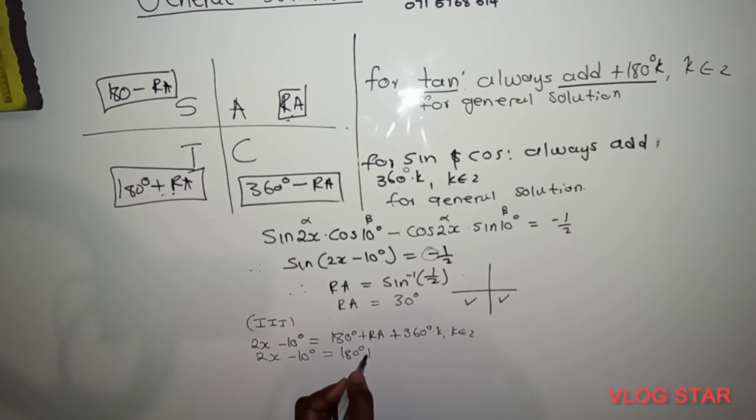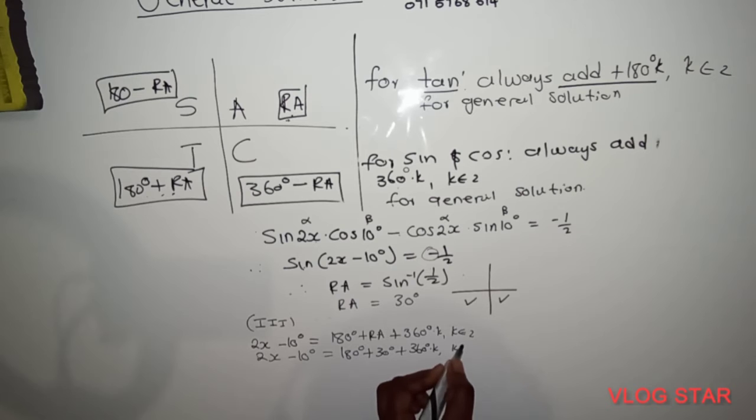180 degrees plus the reference angle, which is just 30 degrees, plus 360 degrees dot K, K in Z. I have to keep solving until I get the value of x. Now we add the 180 plus 30, which gives me 220 degrees plus 360 degrees dot K, K in Z.